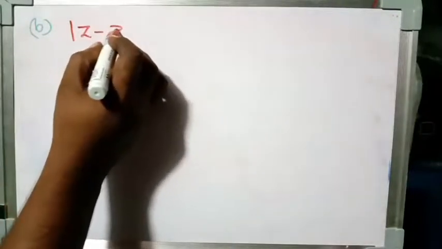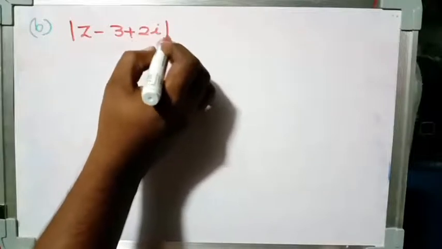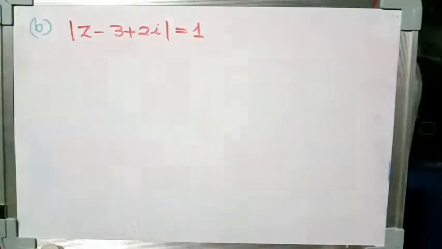In the next part of the question, question B: on an Argand diagram, sketch the locus of points representing complex numbers z satisfying the equation mod z minus 3 plus 2i is equal to 1. Find the least value of mod z for points on this locus, giving your answer in an exact form.